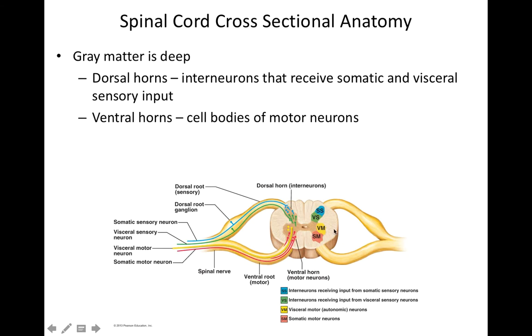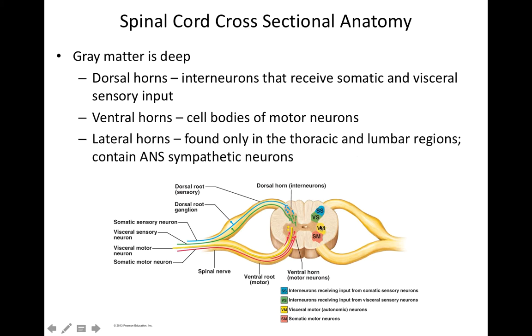Now, in two places in the thoracic and lumbar regions, we also have what's called a lateral horn. Here you're going to find the cell bodies of visceral motor neurons. So these are the motor neurons that are going to exist in the autonomic nervous system, and they're going to go to your organs. So there is nothing random about the placement of these. Dorsal is always sensory. Ventral is always motor.